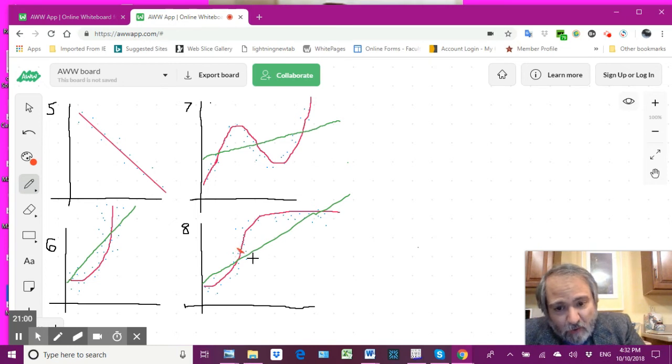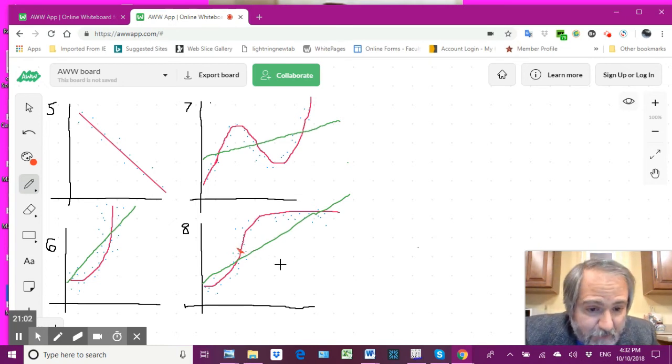Where the changeover is, we call that an inflection point. So if you've taken calculus, you know the inflection point is where the concavity of the curve changes from concave up to concave down or vice versa, provided there's continuity through the point.